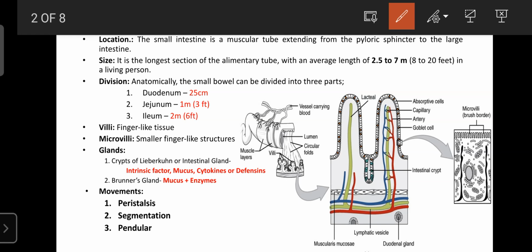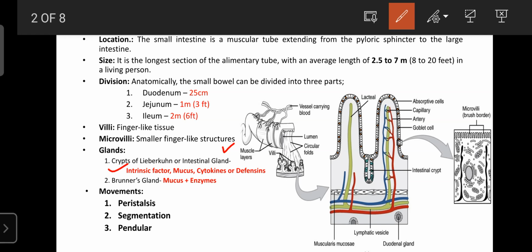So these glands are mainly categorized into two types. The first one is the crypts of Lieberkuhn, also known as the intestinal gland. These glands mainly secrete the intrinsic factor. Like the stomach, these crypts of Lieberkuhn consist of special types of cells. The first type of cell is known as the enterochromaffin cells or argentaffin cells.